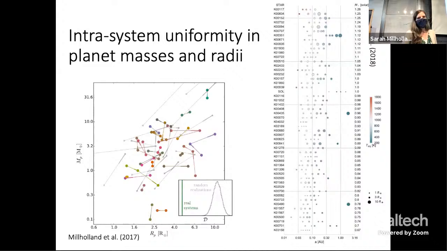This structure continues beyond the orbits, though, into the physical properties of the planets. And that is that planets in the same system tend to have similar masses and radii as their neighbors.